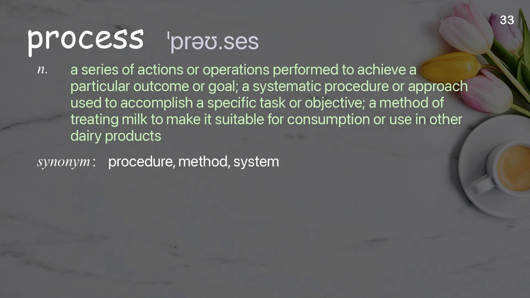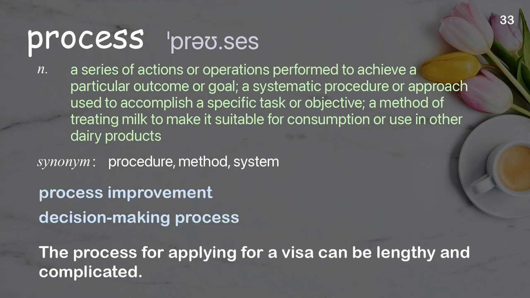Process: a series of actions or operations performed to achieve a particular outcome or goal; a systematic procedure or approach used to accomplish a specific task or objective; a method of treating milk to make it suitable for consumption or use in other dairy products. Examples: Process improvement, decision-making process. The process for applying for a visa can be lengthy and complicated.